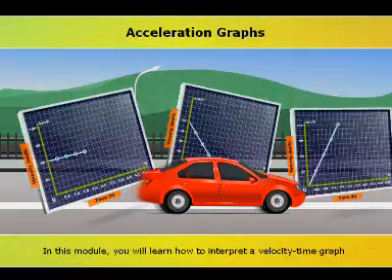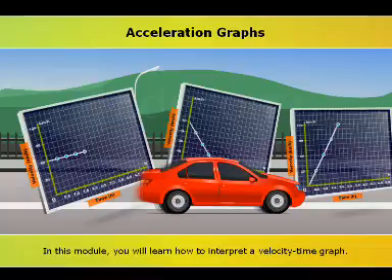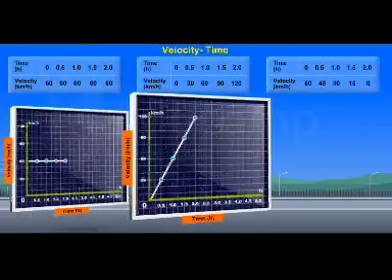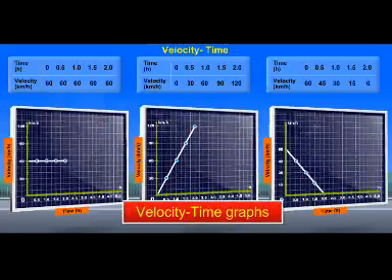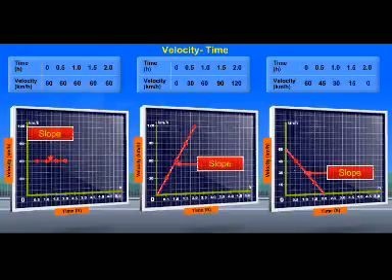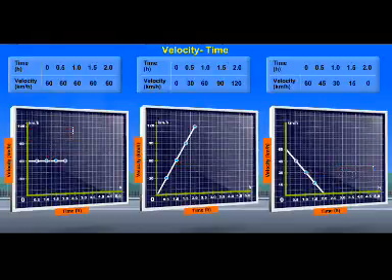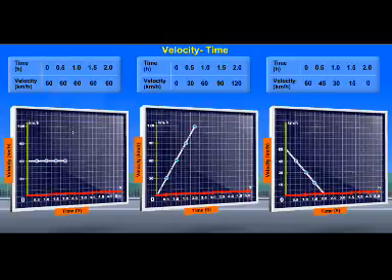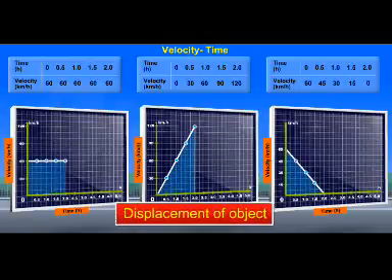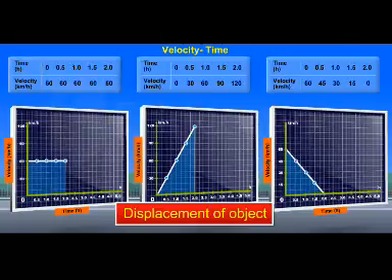Acceleration graphs. In this module, you will learn how to interpret a velocity time graph. You will learn that velocity time graphs provide useful information about the magnitude and direction of acceleration. The slope or gradient of a velocity time graph describes the magnitude and direction of the acceleration of a moving object. The area bounded by the curve and the time axis of the graph gives the displacement the object undergoes during that particular period of time.